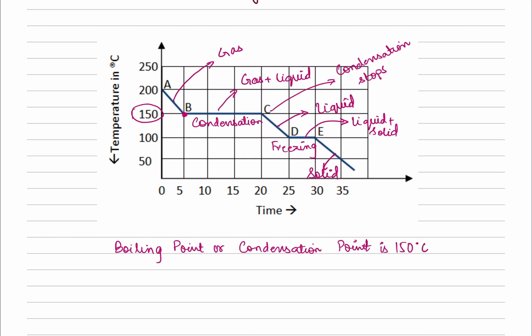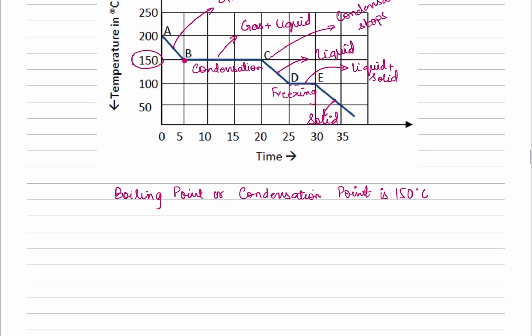And similarly, this is the freezing point of this liquid, or you can say this is the melting point of a solid. It's the same thing: freezing point from the perspective of the liquid or melting point from the perspective of a solid. And what's the melting point? 100 degrees Celsius. So this is how you can read the heating and cooling curves.